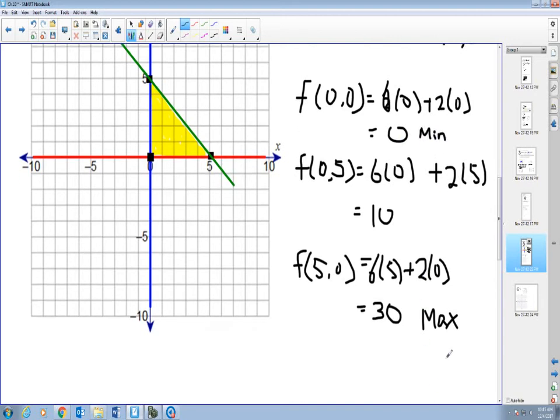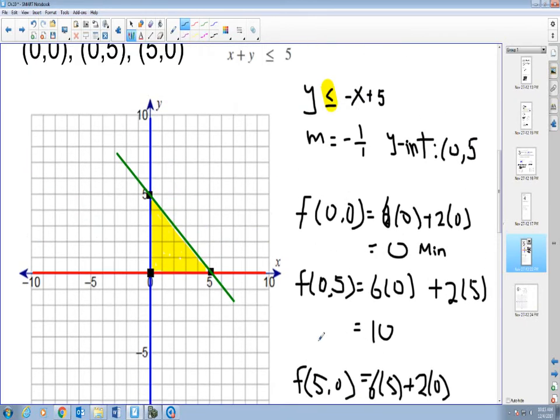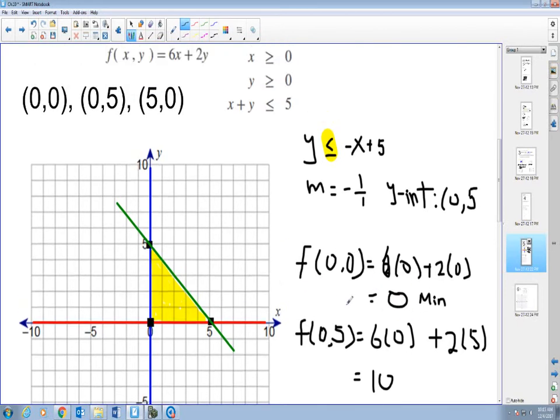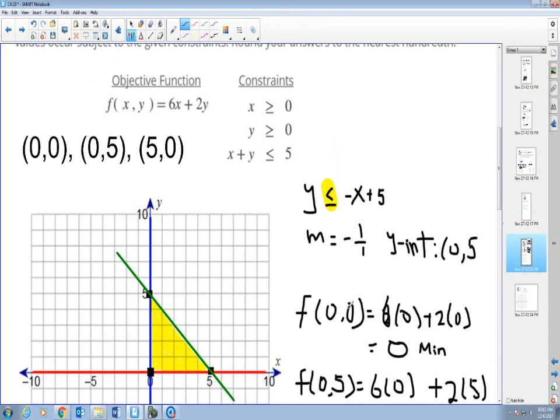So where does my maximum occur at? It occurs at 5, 0, or you can enter it as 5. Alright. My minimum occurs at the origin. My minimum is 0, occurring at 0, 0, that coordinate. Or you can say it occurs at what x value, which is at 0.